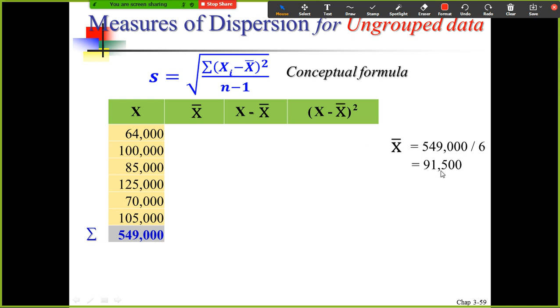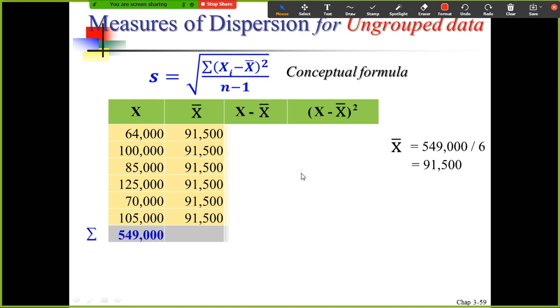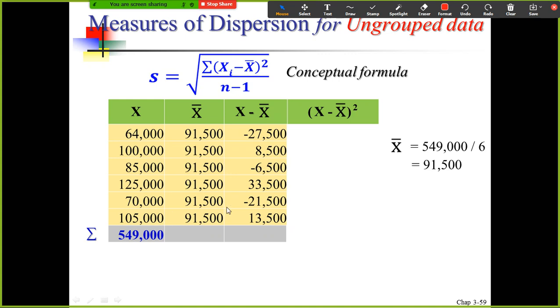So now I have the mean, the average weekly spending of a student. I take it into column 2. Then I take x, I have x bar. For every row here, I take x minus x bar, from the first x up to the last x. That's how I got the x minus x bar result.